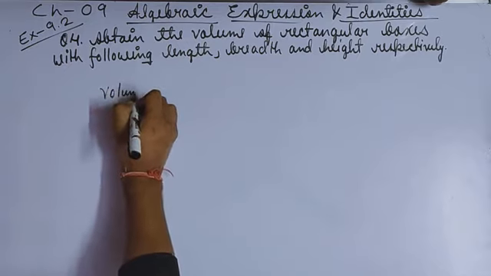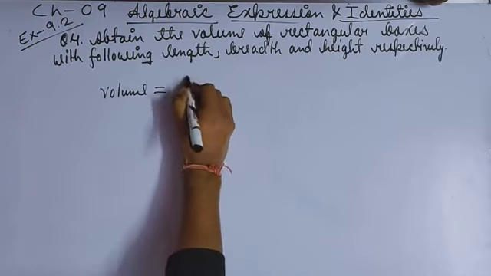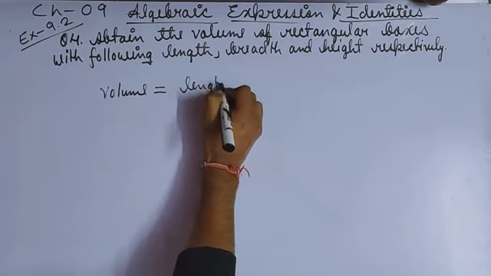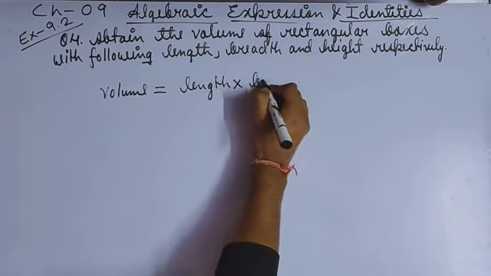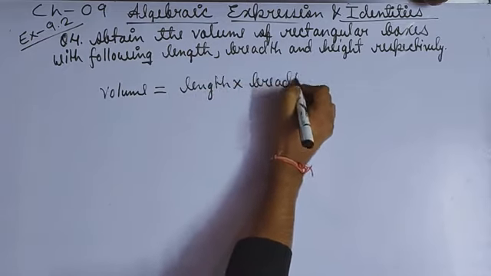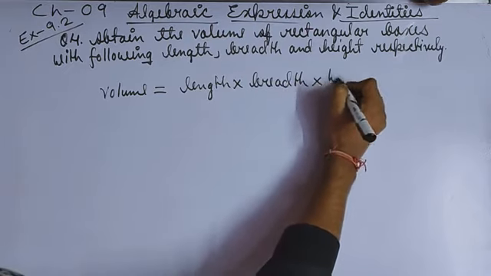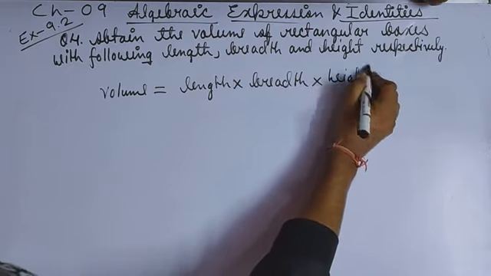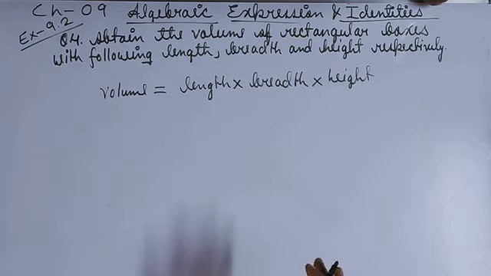The volume of the rectangular box होता है, that is equal to what? Length multiply breadth multiply your what? Height. Just understand this because after going through this algebraic expressions and identities chapter, we will be doing mensuration. In that mensuration you will understand what is the volume. Just understand in this topic the formula for finding out the volume of a rectangular box is your length multiply breadth multiply height.